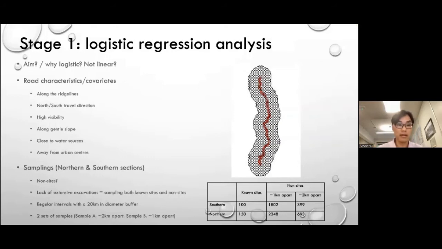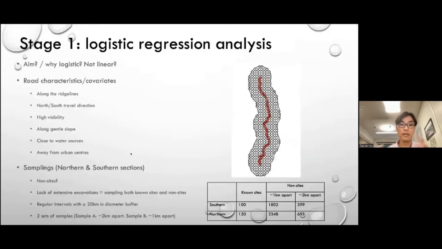So you can see on the slide, there are some characteristics. These characteristics are proposed by previous research, and they will become my covariates. The idea of regression is to analyze or assess the relationship between the covariates and the dependent variables. So these are sites and non-sites. I'll explain a little bit more about that.